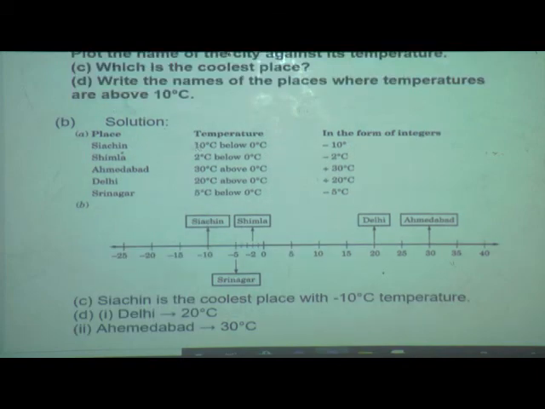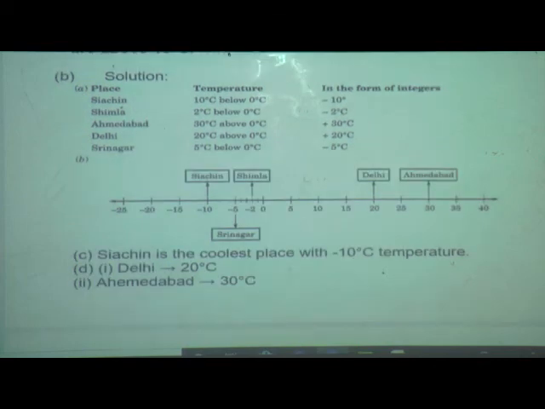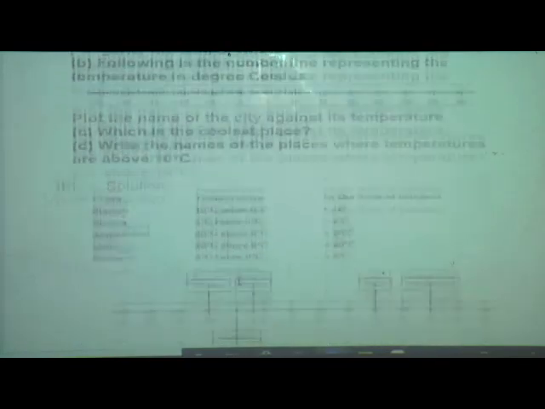Next question. Write the names of the places where the temperature is above 10 degrees centigrade. Now we have to find the names of two places where the temperature is above 10 degrees, means plus 10 degrees centigrade. So the places are Ahmedabad and Delhi. Delhi has the temperature 20 degrees centigrade and Ahmedabad has the temperature 30 degrees centigrade. Okay, so this was question number 5. Let us move to the next question.